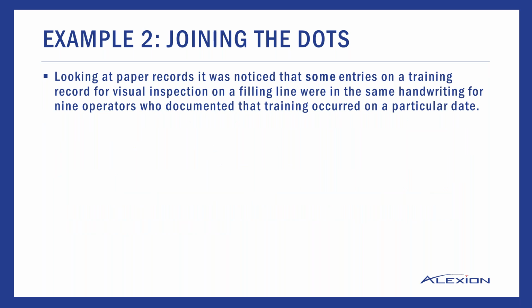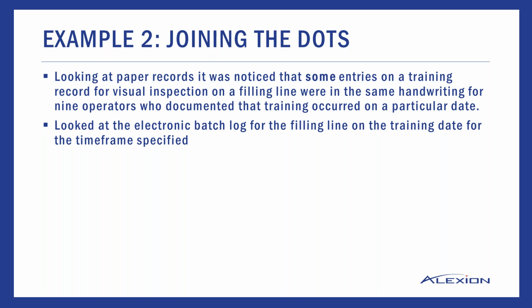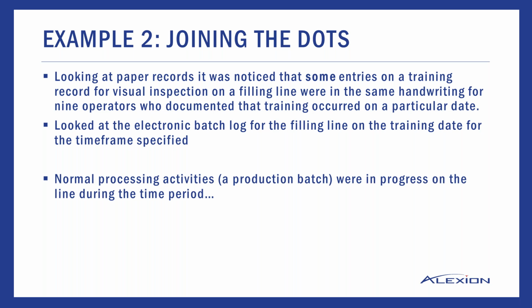And then looking at paper records, it was noticed that some entries on a training record for visual inspection on a filling line were in the same handwriting for 9 operators who documented that training occurred on a particular date. Looking then at the electronic batch log for the filling line on the training date for the time frame specified, it appeared that normal processing activities for a production batch were in progress during the time period in which this training was supposed to have been occurring on the line. So what happened there? What was the explanation for that?